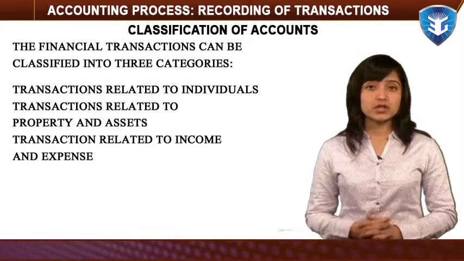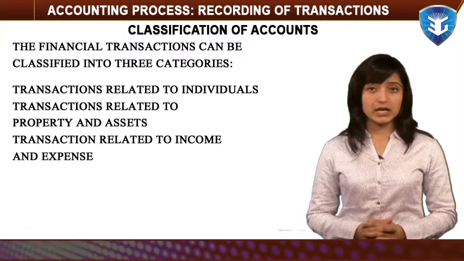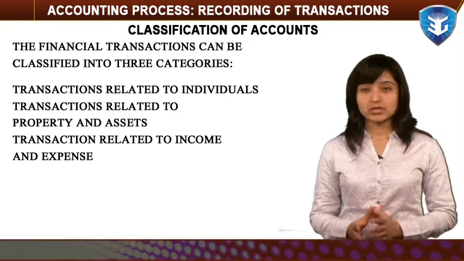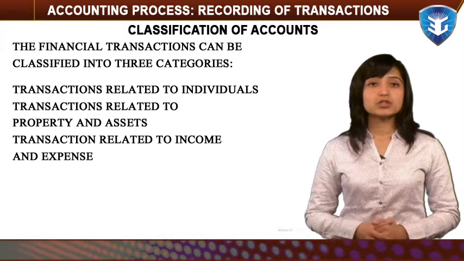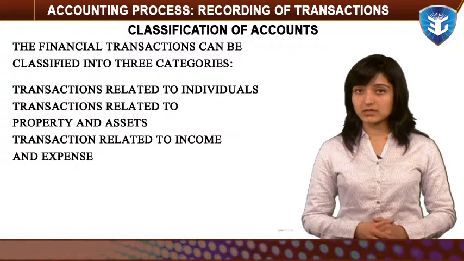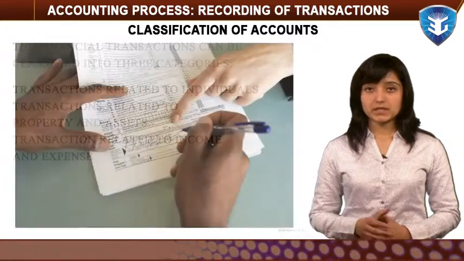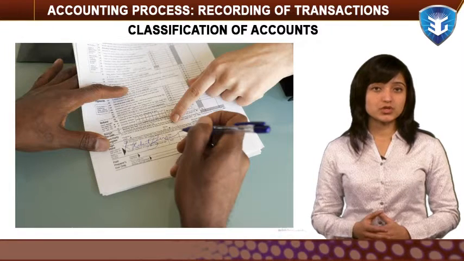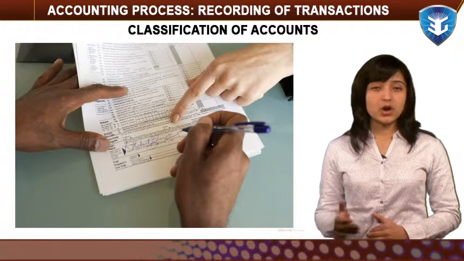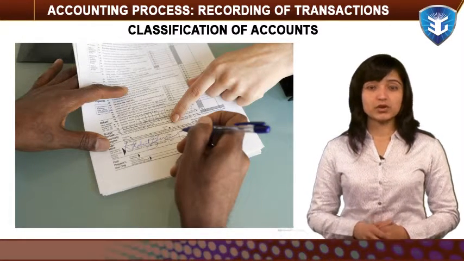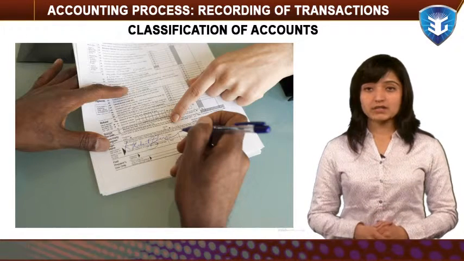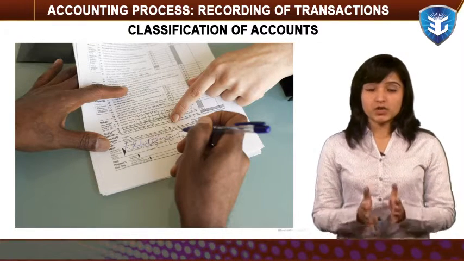The financial transactions can be classified into three categories: transactions related to individuals, transactions related to property and assets, transactions related to income and expense. These transactions need to be recorded to determine whether the amount is credited or debited. A transaction record of an individual or an organization is called an account. For each of the assets, liabilities, owner's capital, revenue and expense items, a separate account is prepared.